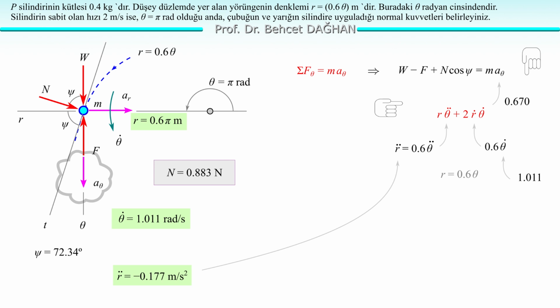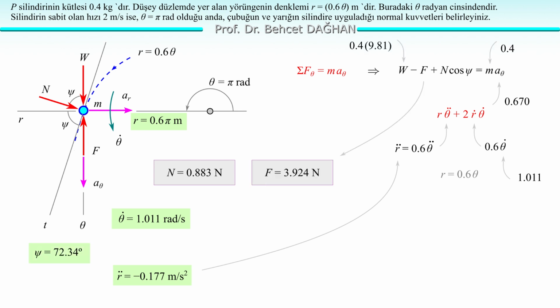We see that a theta is positive, that is, in the direction shown in the figure. So we guessed that correctly as well. The direction of a theta is also as shown in the figure. It is in the positive direction. Now we can substitute the known values and find F. We can find the force F. We find F equals 3.924 newtons.